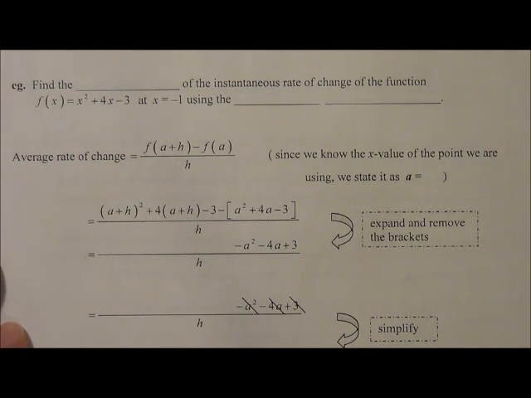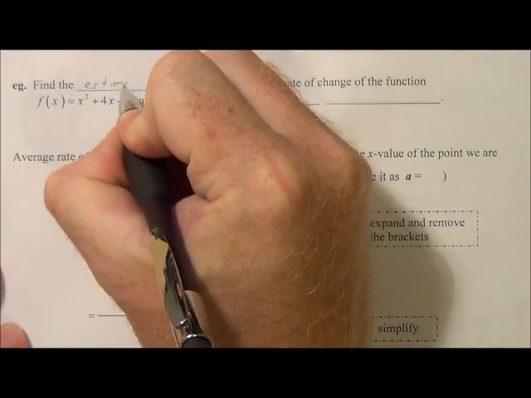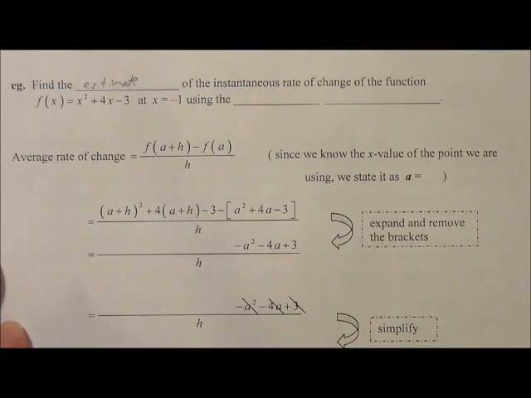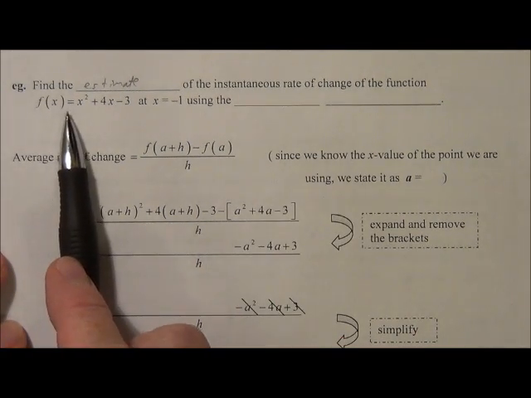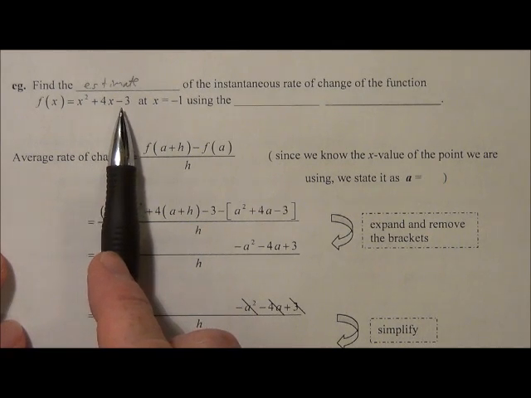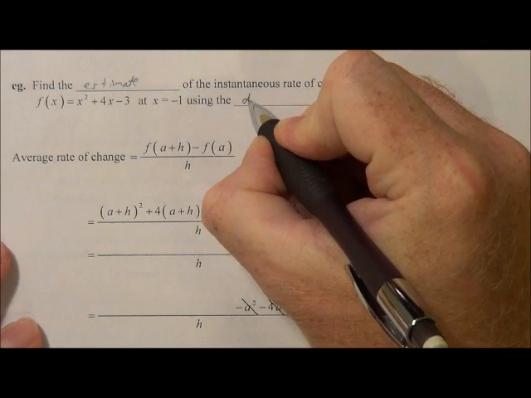Okay, so this example now, we're going to find the, of course, estimate. Please don't forget that word, the estimate of the instantaneous rate of change of the function f of x equals x squared plus 4x minus 3 at x equals negative 1 using the difference quotient.